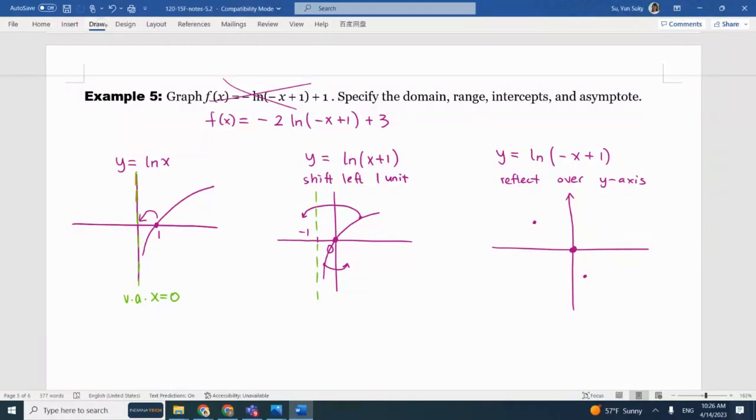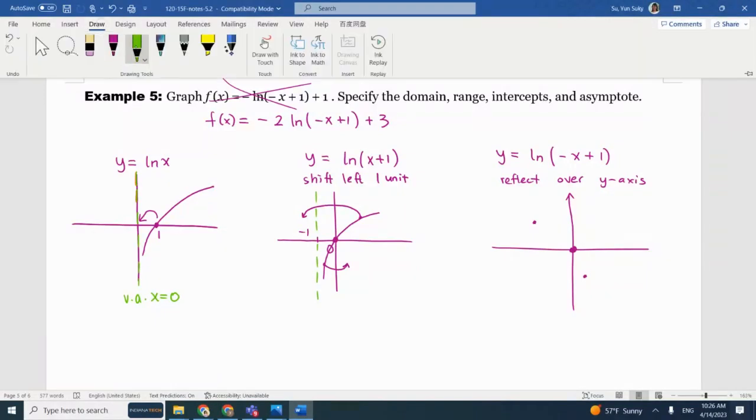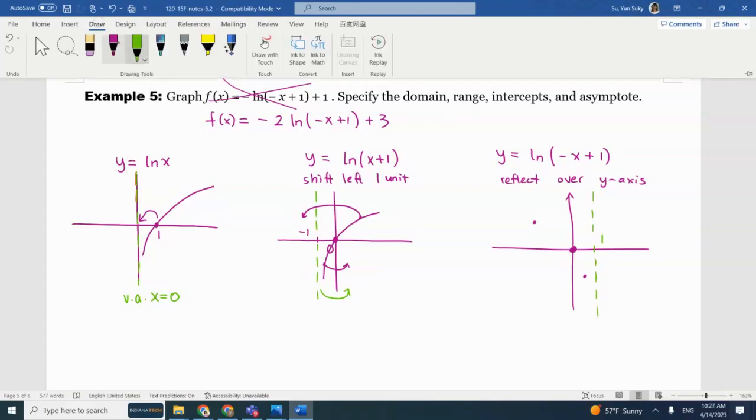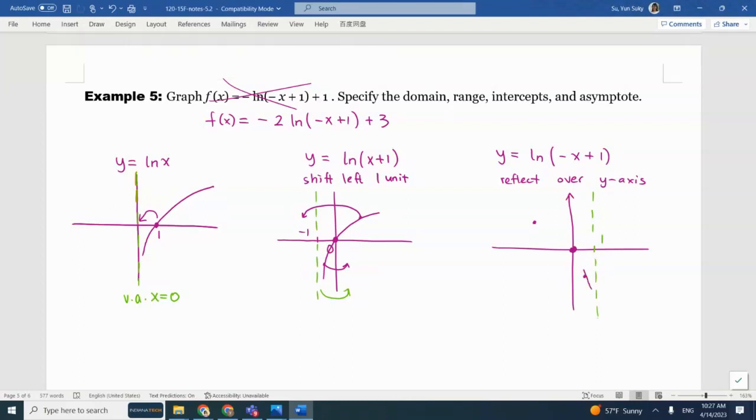And how about the line? Yeah, so now it's at what? 1, right? And then connect those points together. So this is at 0. So far, so good, everybody? Alright. So this is the reflection over the y-axis. What's next?